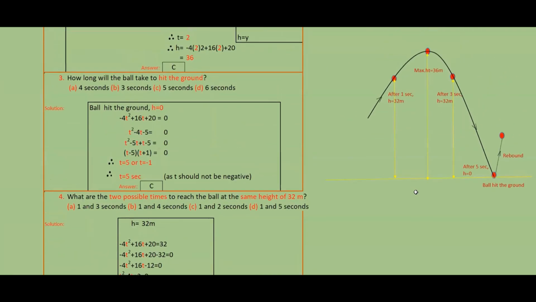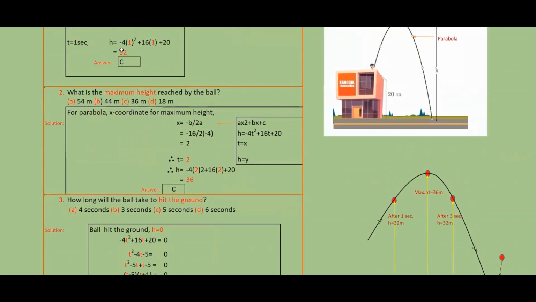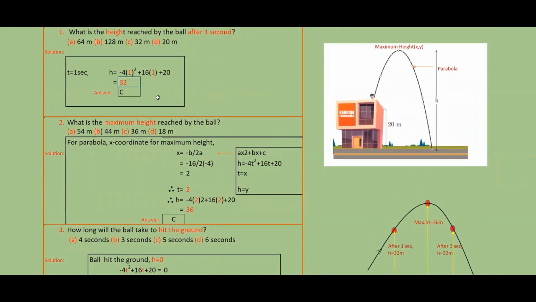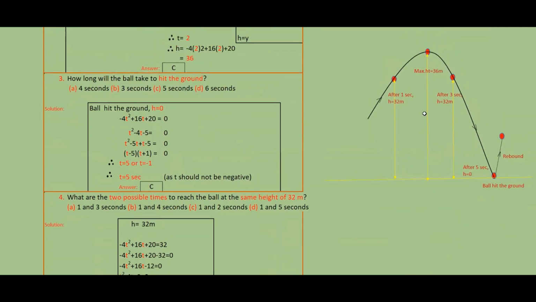And you can see from this figure, after 1 second, the height is 32 meters, as in the first question. Maximum height is 36 meters. And after 3 seconds, again, the height is 32 meters. From the fourth question, you can find the two possible times at the same height, that is 32 meters after 1 second and again at 3 seconds. And at h is equal to 0, that means after 5 seconds, the ball hits the ground and again it rebounds. See here, this is the fifth question.